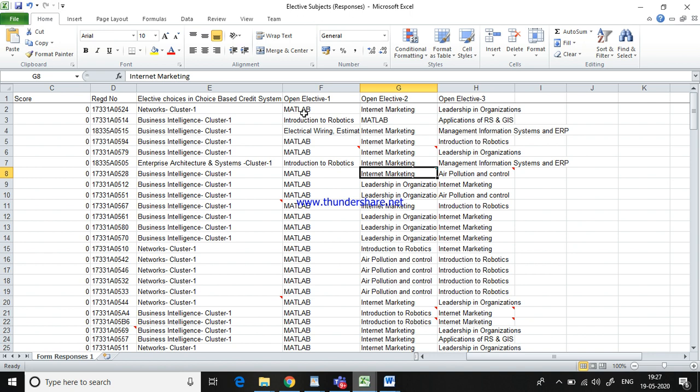You will have to indicate your choices. What is your first choice of open elective? What is the second choice? And what is the third choice? Depending on your choices, we can form groups of students who will opt for MATLAB into one group, and those who opt for internet marketing maybe in another group. Depending on the numbers, we would work out the threads, the groups.